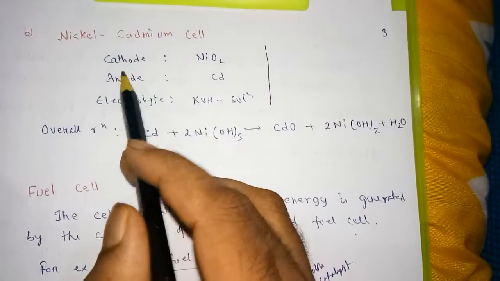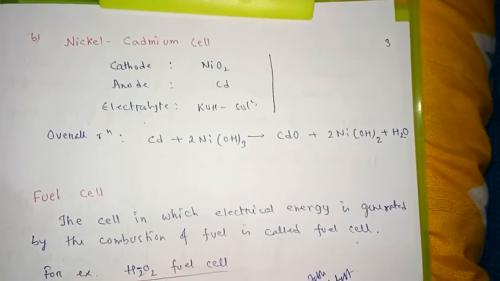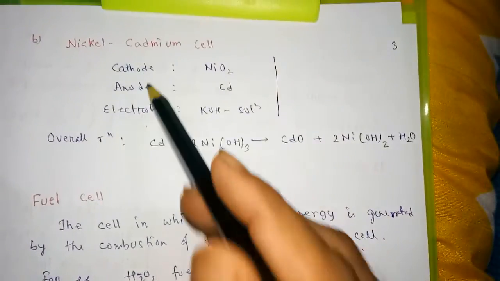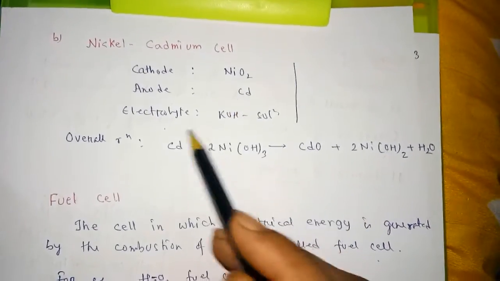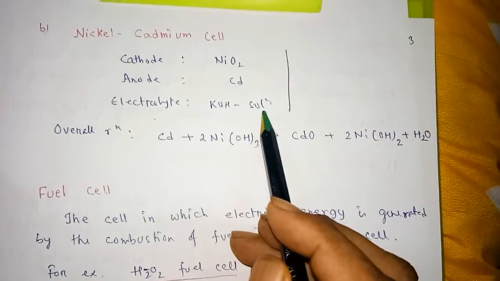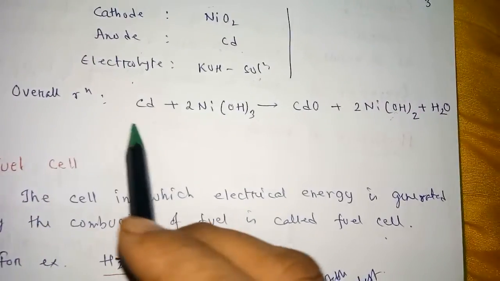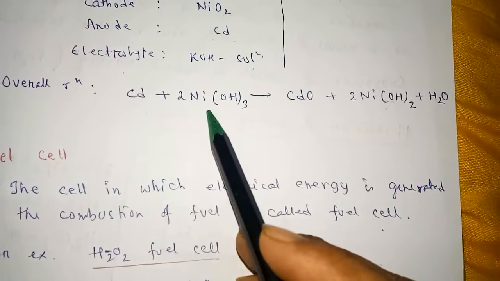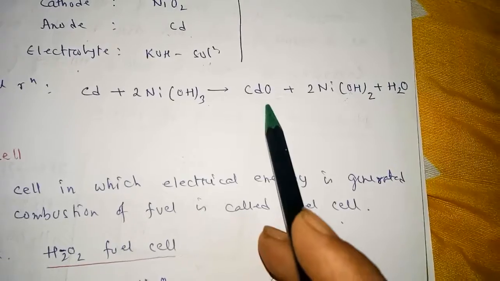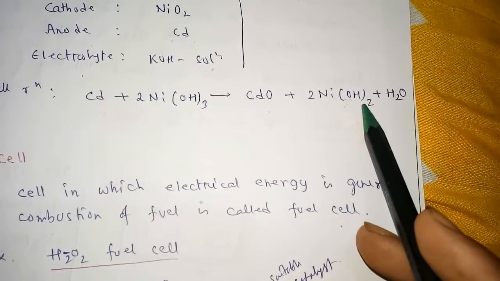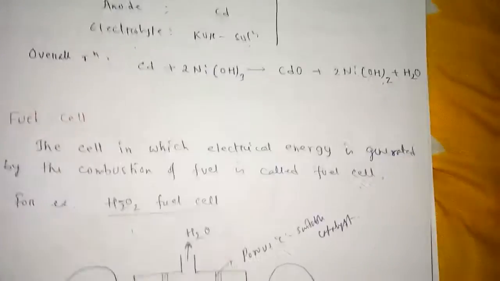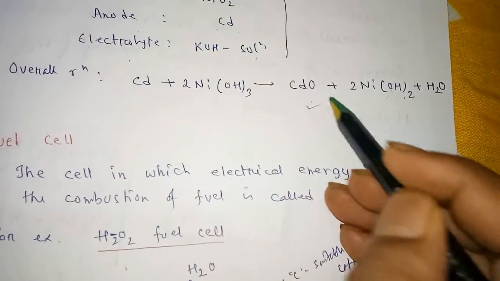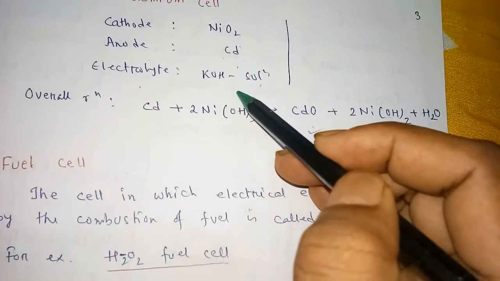Today we will take the nickel cadmium cell. In this one, you remember it is a costly cell, generally not used. But what are they? The cathode in this one is nickel oxide, the anode is cadmium, and the electrolyte is potassium hydroxide solution. The overall reaction in this one is cadmium plus 2 NiOH thrice (nickel hydroxide), forming cadmium oxide plus 2 NiOH twice plus water. So this is the overall reaction. This one reaction you have to remember, and also the cathode, anode and electrolyte you have to remember.